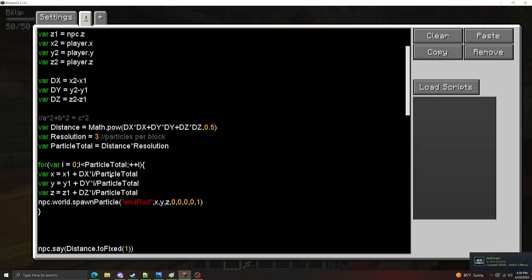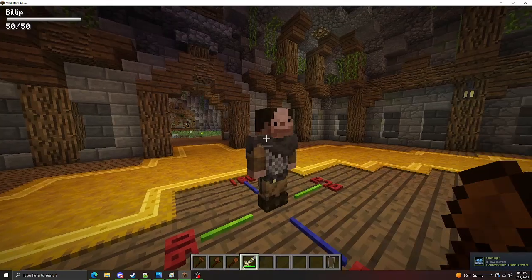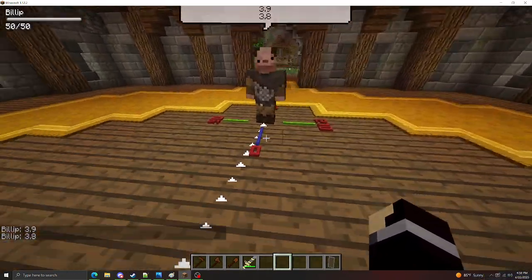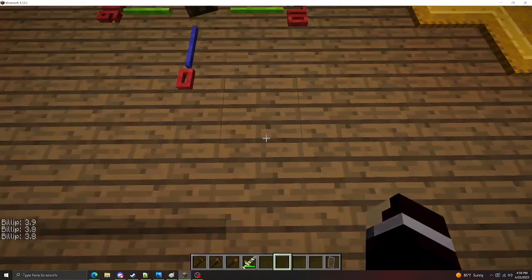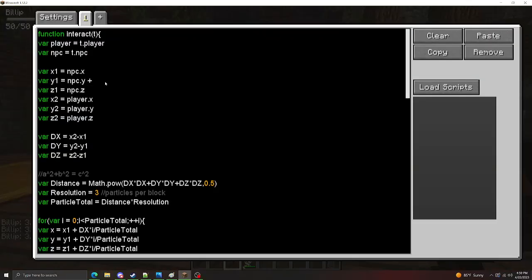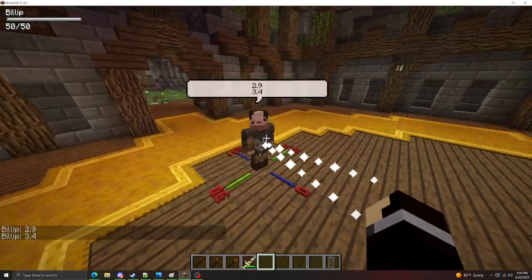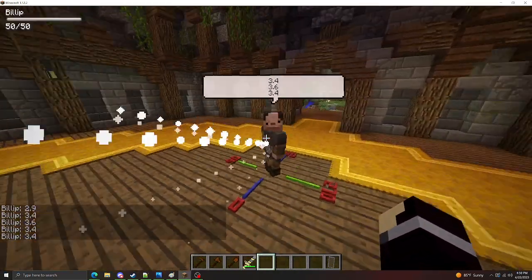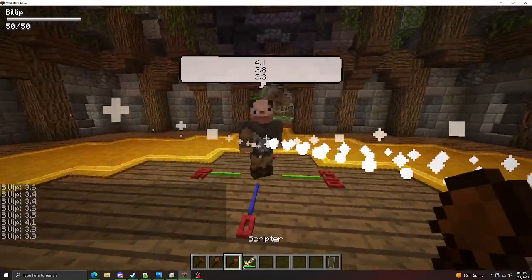Let's see, I think everything's named right. I think we're good to give it a go. There we go. Spawns a line of particles between us. Now because my y is considered my feet and his y is considered his feet, it spawns kind of low. So if we add 1 to each of these, it should look a lot nicer. There we go. If I jump up, my y is considered higher, so it draws the particle line higher.